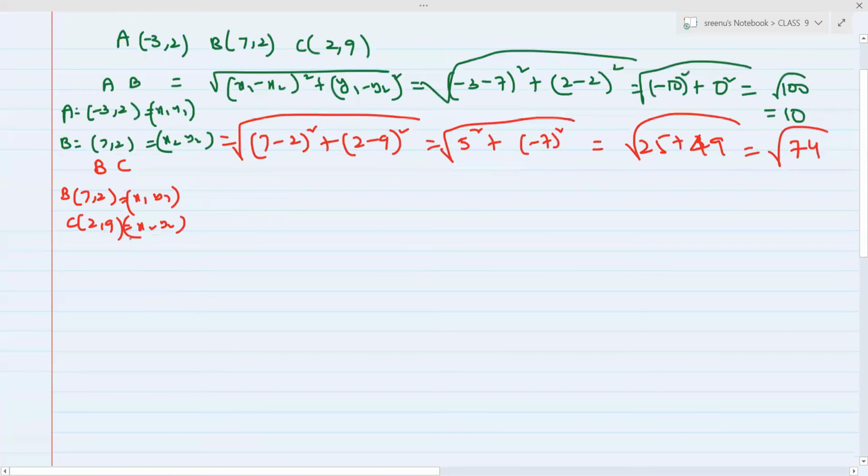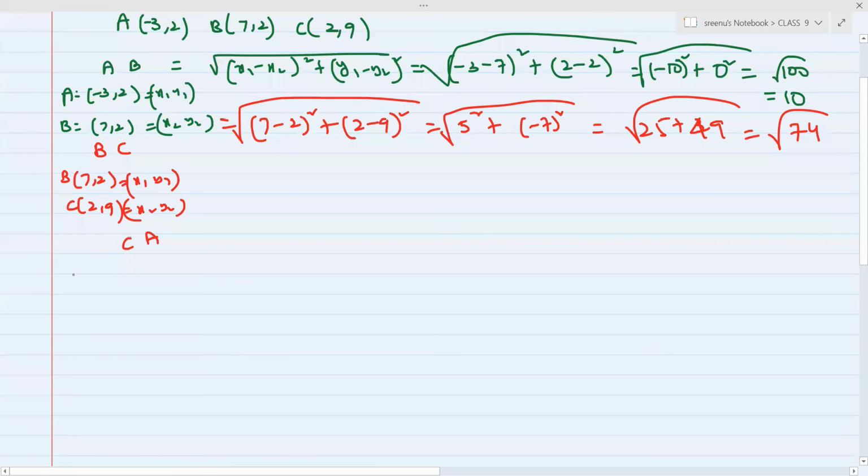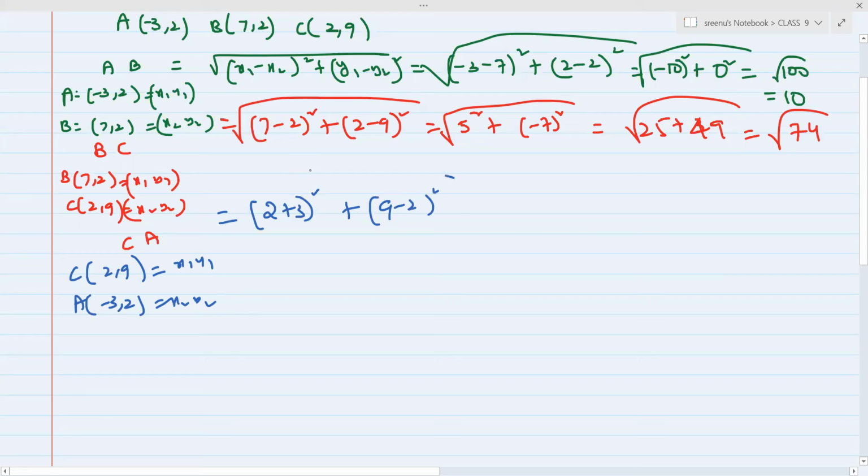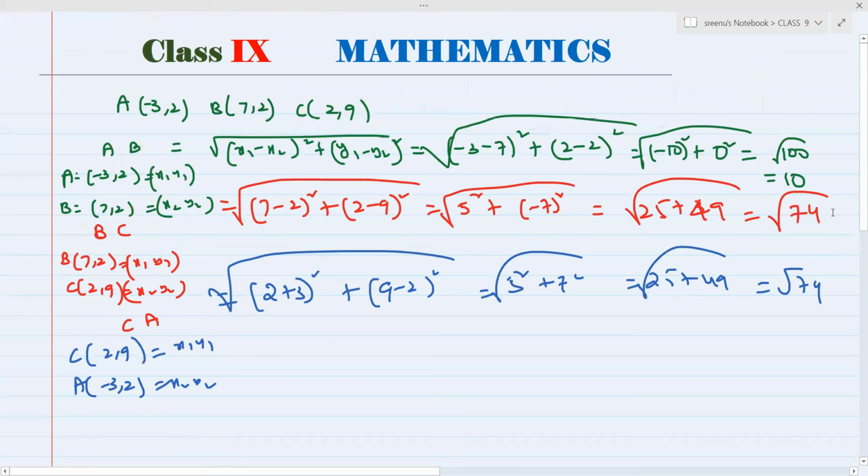Next CA or AC, anything is correct. C value is 2, 9. A value is minus 3 comma 2. x1, y1, x2, y2. 2 plus 3 whole square plus 9 minus 2 whole square under root. This is 5. This is 7. 25 plus 49 is root 74. The two values you got are equal. What kind of triangle is it? Isosceles triangle. Okay, understand now?